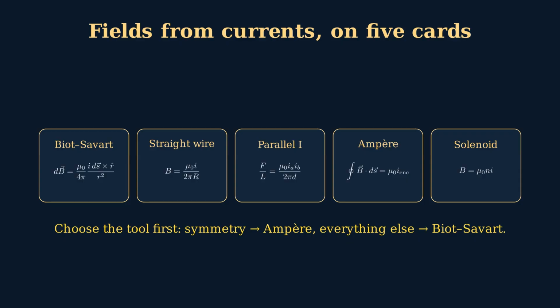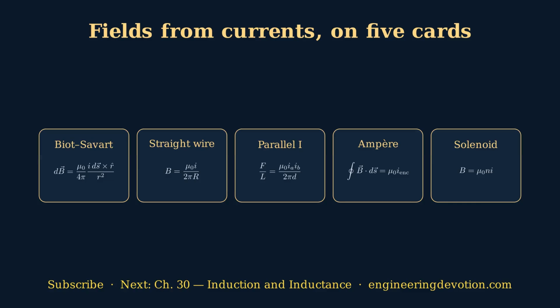We've now seen a current make a field. Next time we close the great circle: a changing magnetic field makes a current.